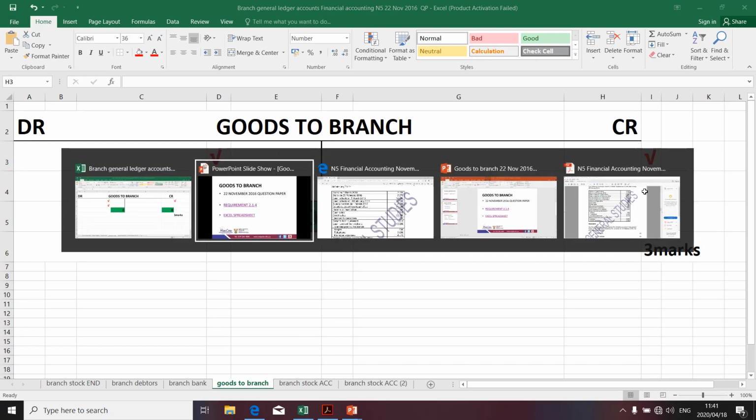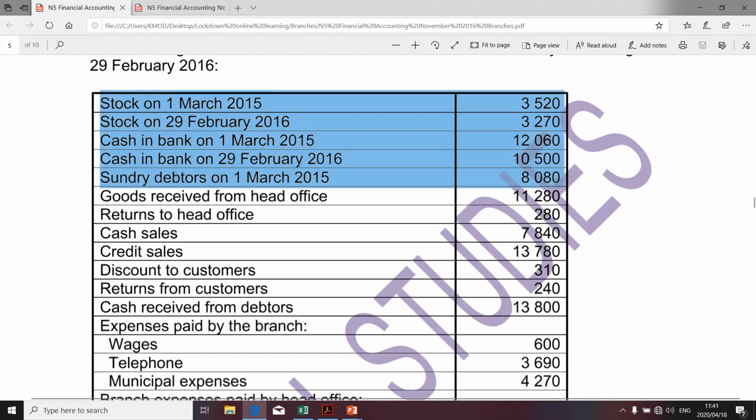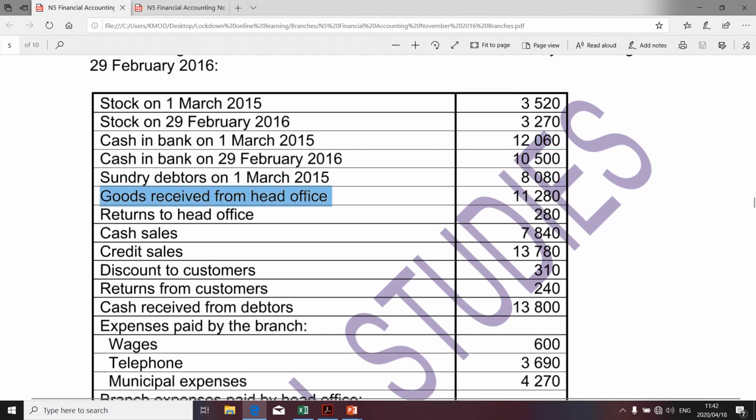Let's quickly go to the requirement. There you go, that's the requirement. Let's quickly identify those transactions that will affect the goods to branch account. I'm just quickly going to highlight in order to save time. Those transactions do not affect the goods to branch. Therefore, I'm not even going to talk about them, nor am I going to take them into account. However, that transaction, let me quickly highlight, will affect the goods to branch.